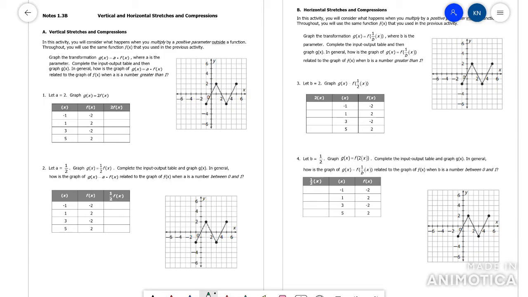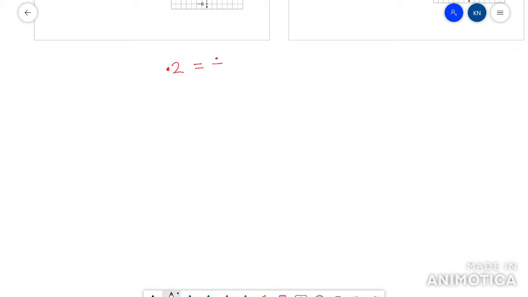All right, this is going to be the second video about transformations. Before we even start this one, there's a couple things that I would like you to be familiar with. The first thing that is important to understand is that timesing something by 2 is the same thing as dividing by a half, or dividing by 5 is the same thing as timesing by 1 over 5.